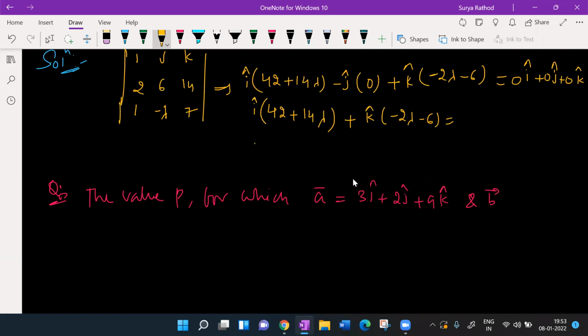So what is here? 0 I cap plus 0 J cap plus 0 K cap. Compare the things: 42 plus 14 lambda is equal to 0. So lambda is equal to what? Minus 3. Minus 3 beta. Isn't it? Minus 3.